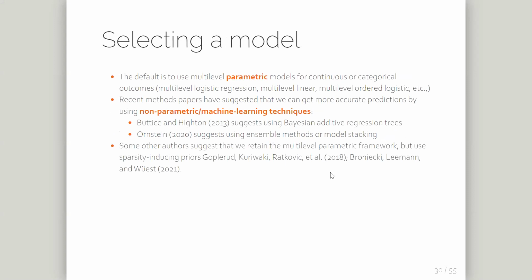How do we choose what model to use? Well, most of the time, you'd be using a multi-level parametric model. If you've got a continuous outcome, you'd be using a multi-level linear model. If you've got a dichotomous outcome, a multi-level logistic regression. However, there are a number of recent methods papers which suggest maybe we should think about using non-parametric techniques or machine learning techniques. We could split the difference. We could use parametric techniques, in particular Bayesian parametric techniques, but we could place priors on our variables so that a lot of the variables end up being shrunk to zero. So we get what ends up with being a relatively sparse set of predictors. That's where the frontier is at.